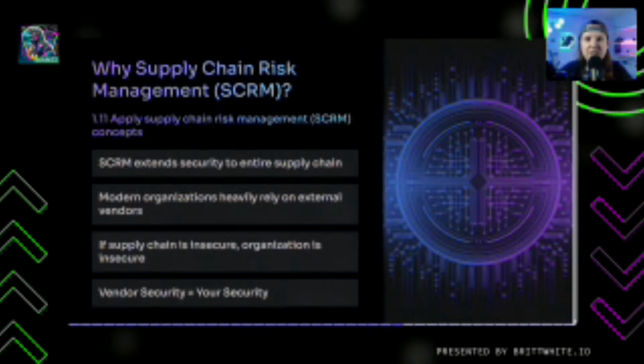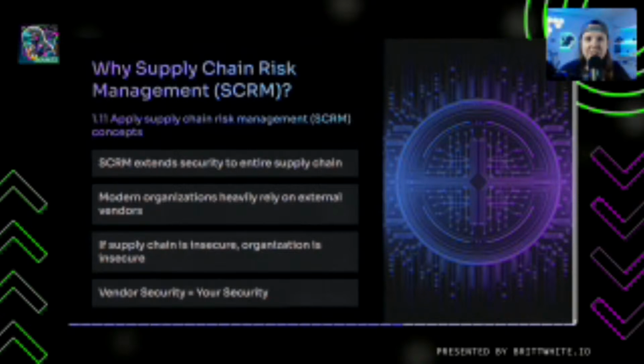So why is supply chain risk management so vital? Modern organizations are deeply interconnected and reliant on external vendors for almost everything. If our supply chain is insecure, we are insecure, regardless of our internal security. Attackers are increasingly targeting supply chains as a weaker link.